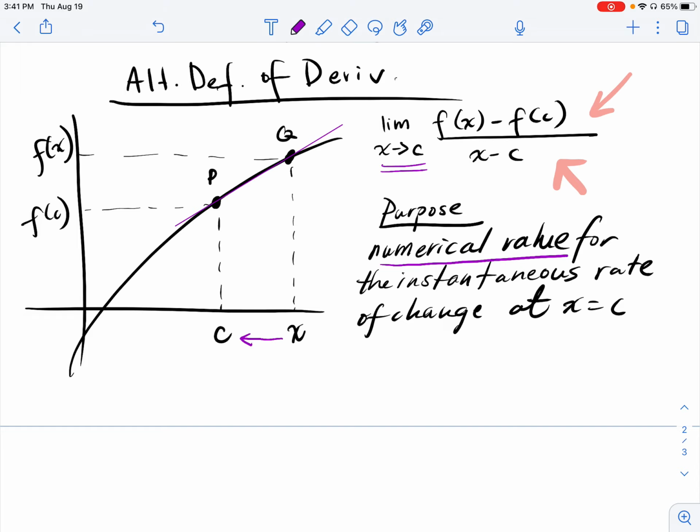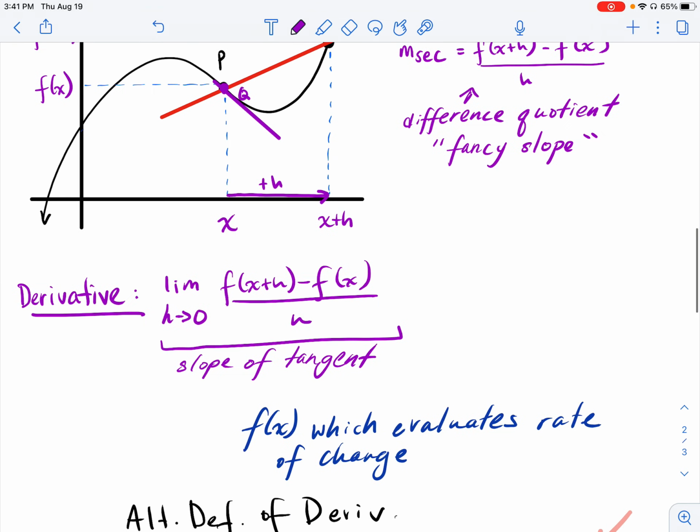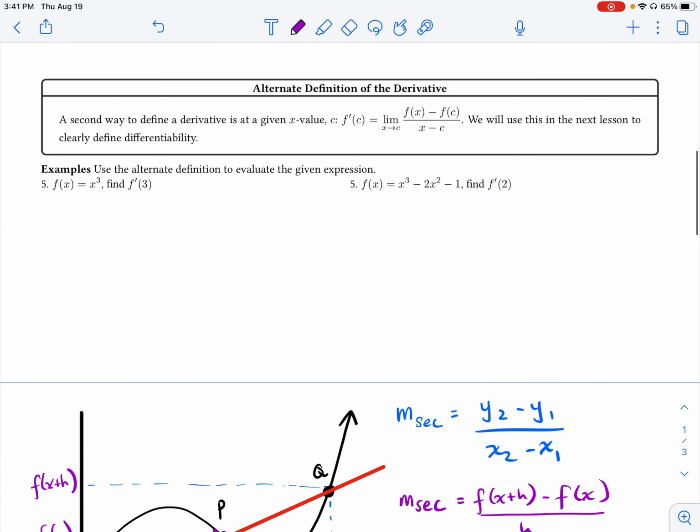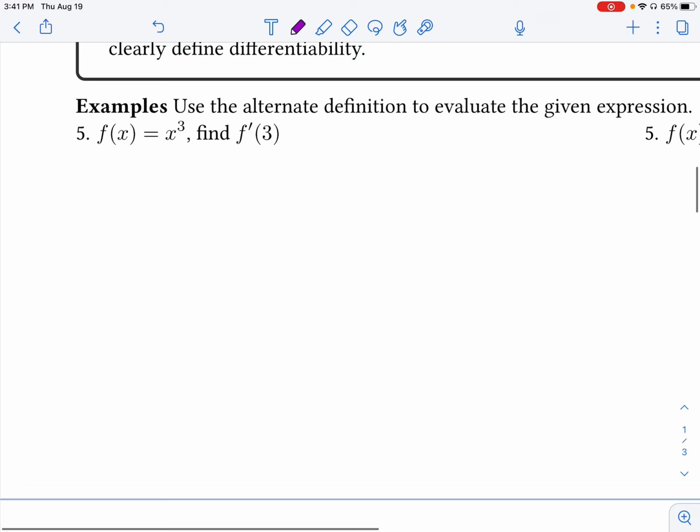So to really compare the two, the formal definition of the derivative gives me a function that helps me find the derivative, the slope of the tangent line at any point. The alternate definition of the derivative jumps straight to finding the numerical value for the slope of the tangent line, or what we call the instantaneous rate of change at that point. That's the main difference. So let me highlight doing one problem using the alternate definition here.